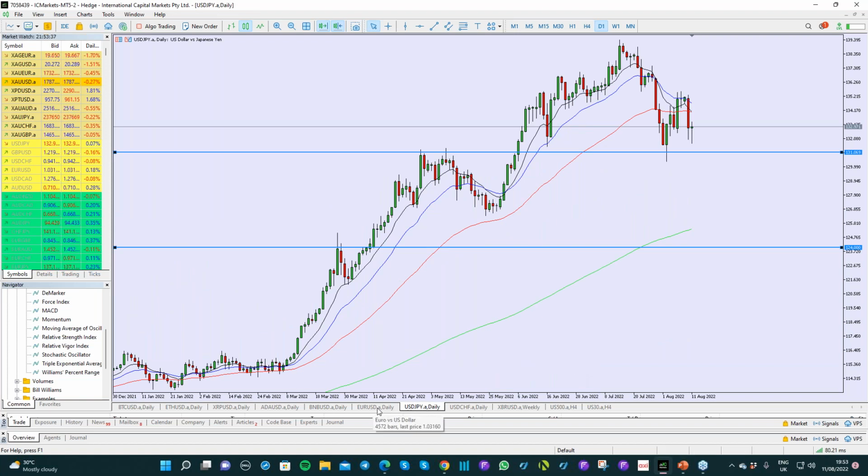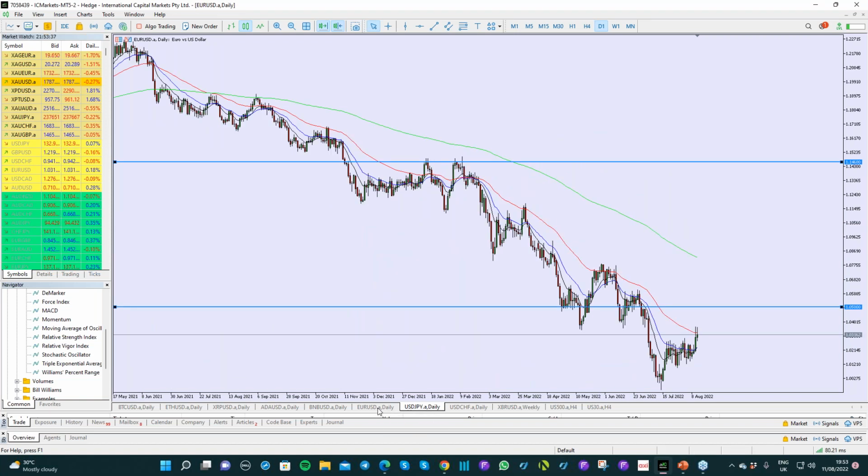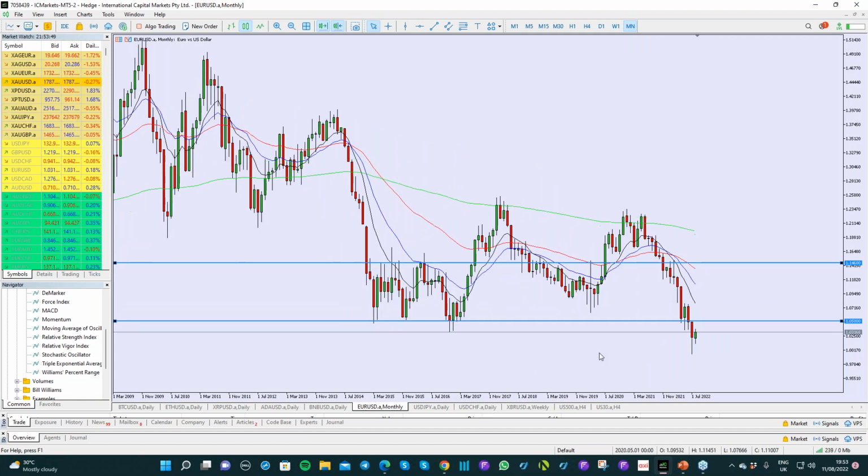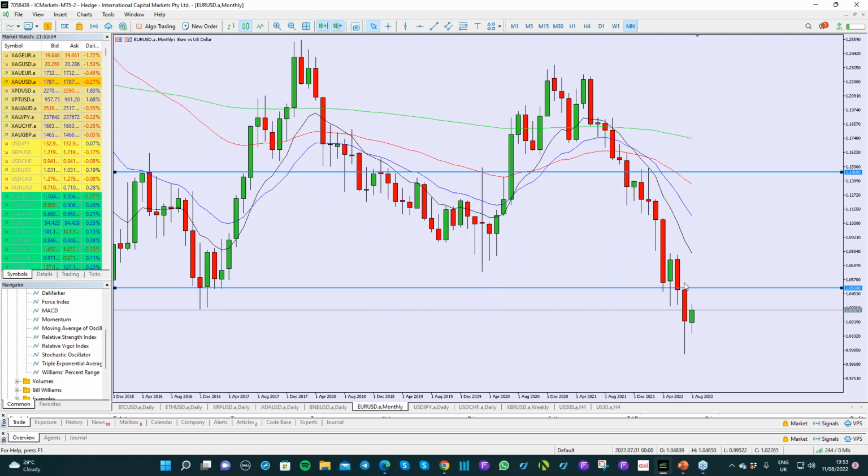Just one more market really that I wanted to look at, which was Eurodollar, just as an example of another market that has been trending pretty strongly. Let's have a look at who is in charge of this market right now. Well, the sellers were in charge down here, but this last month, that was a long-tailed candle. So the sellers pushed the market all the way down to the lows here, but the buyers have made this candle close right in the middle.